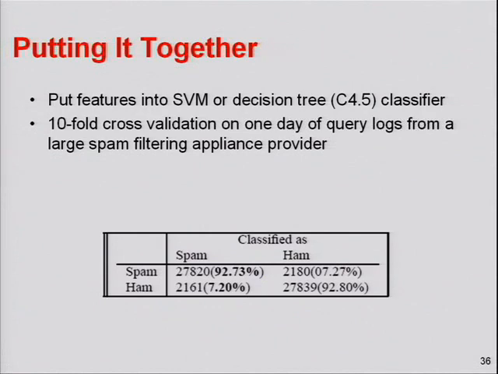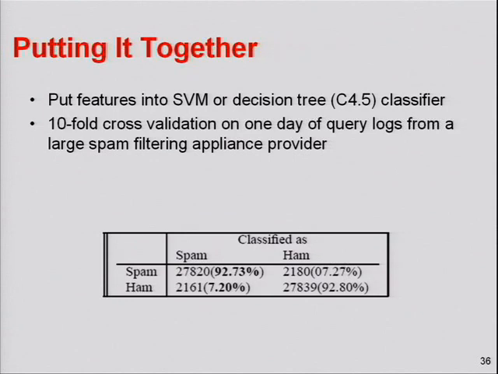We throw this and a couple other features into an off-the-shelf classifier. The results I'm showing here are from a decision tree, but we also threw them into an SVM and got similar results. Basically, there's about a 92% detection rate for about a 7% false positive rate.